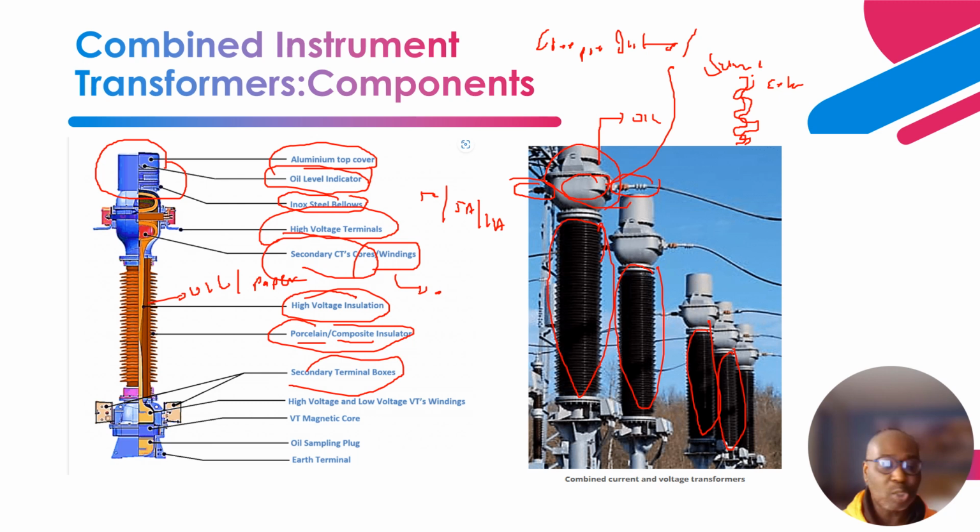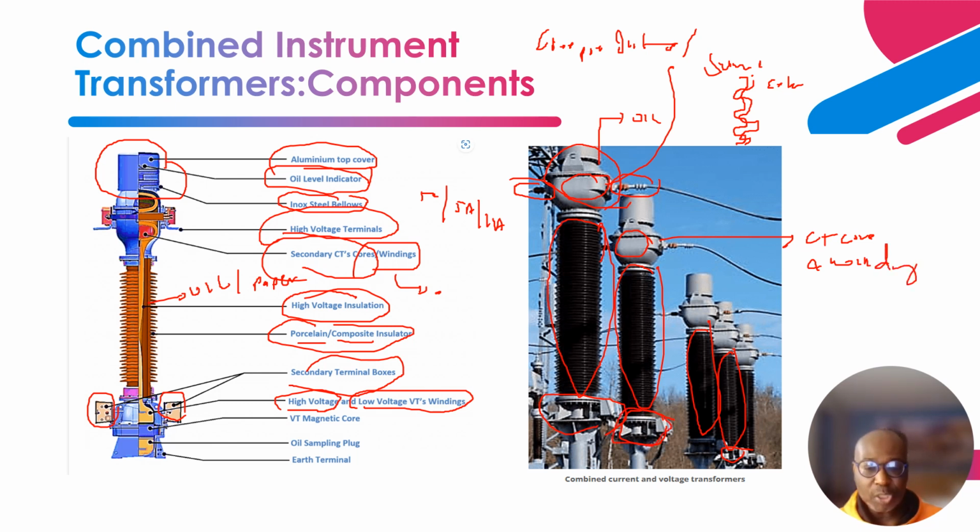So next is the secondary terminal box. This is how it looks, and this is where it is located. For the secondary terminal box, you'll see it on both sides, one on each side. As you can see over here, you also have the high voltage and the low voltage VT windings. Remember, I made mention that on the top, right here, you have the CT core and winding. On the lower portion, you have the VT core and winding. Then below that is the magnetic core, the VT core. So that itself is located over here, and on top is the CT.